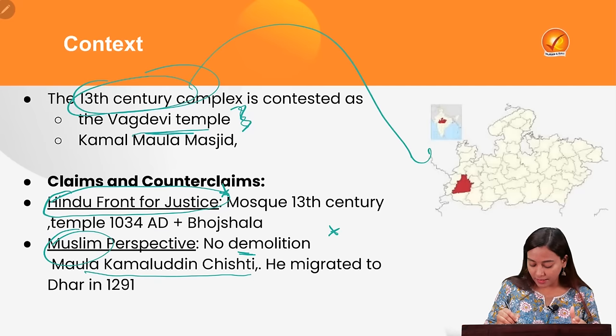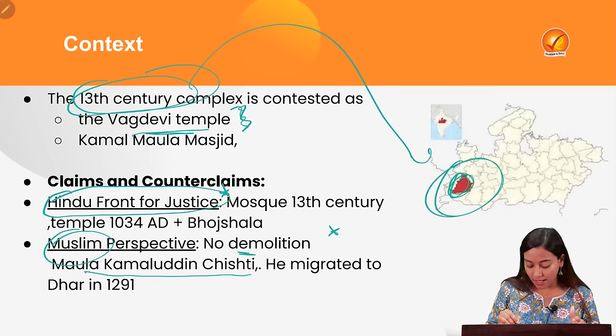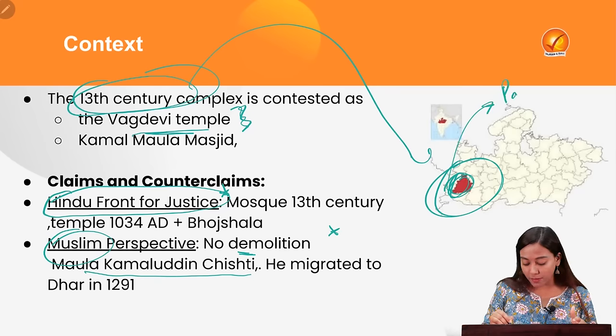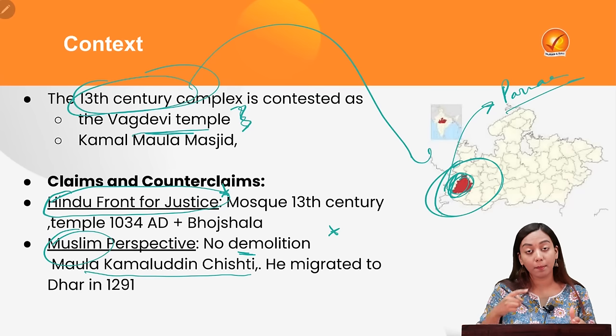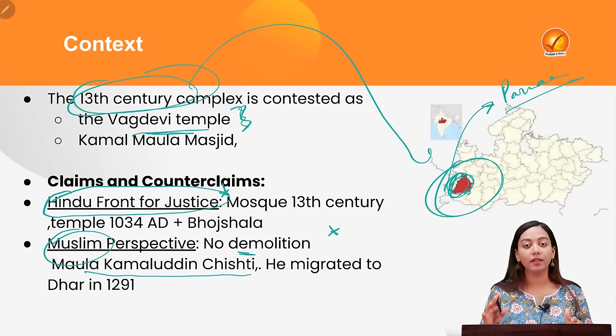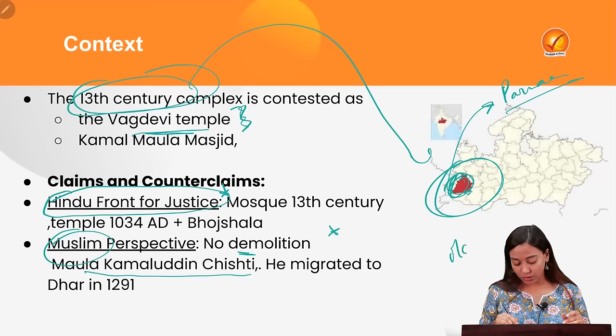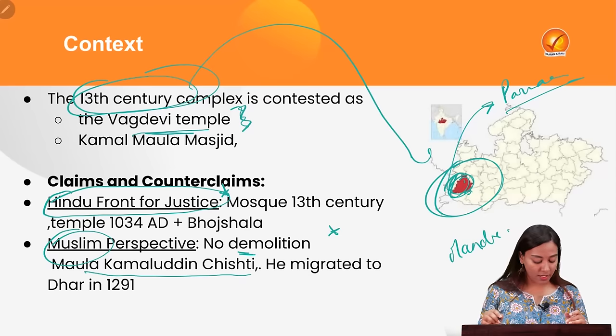It is located here in Dhar. This is the Malwa region and this is Dhar. Dhar was also the capital of the Parmar dynasty. Dhar and then Mandu, which is also located in Dhar district only. Mandu and Dhar were the capitals of the Parmar dynasty.